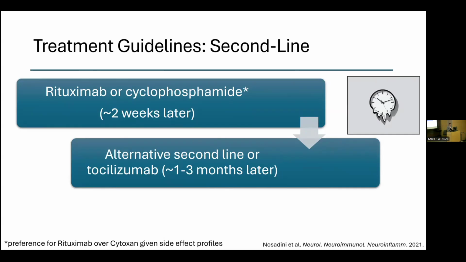And then if they're still not getting better, we will do the alternative. So if we gave rituximab, we'll give Cytoxan, or if we gave Cytoxan, we'll give rituximab. So that's one option. And more often now, we're actually leaning on medications like tocilizumab, so an IL-6 blocker, which I will talk a little bit more about, but definitely a newer agent that you may hear us talking about more.